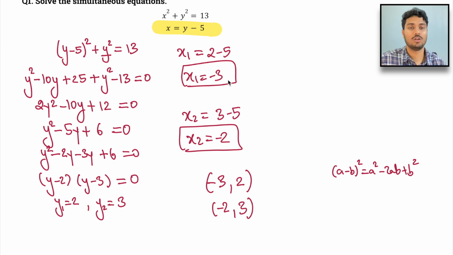So this is the solution of the given simultaneous equation, out of which one is linear and another one is non-linear. With this, let's move on to next question.